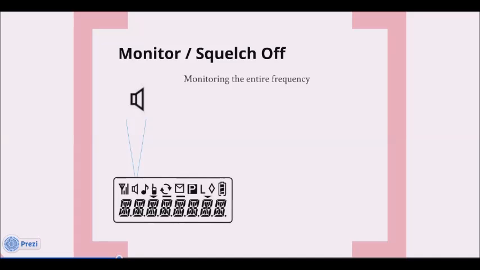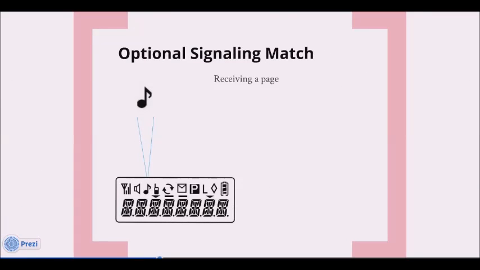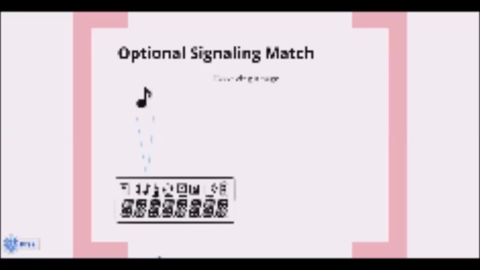to your group. The optional signal match icon will blink when you are being contacted by someone else using a special code related to your radio. This function essentially acts as a pager. The icon blinks when you receive a page, and a tone or beeping noise will go off at the same time.